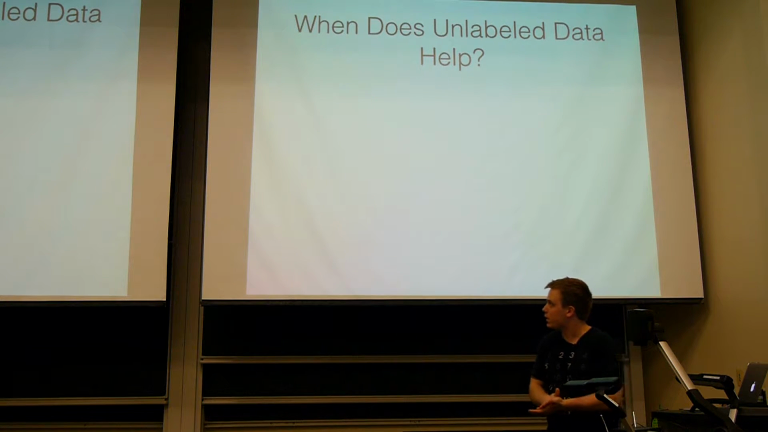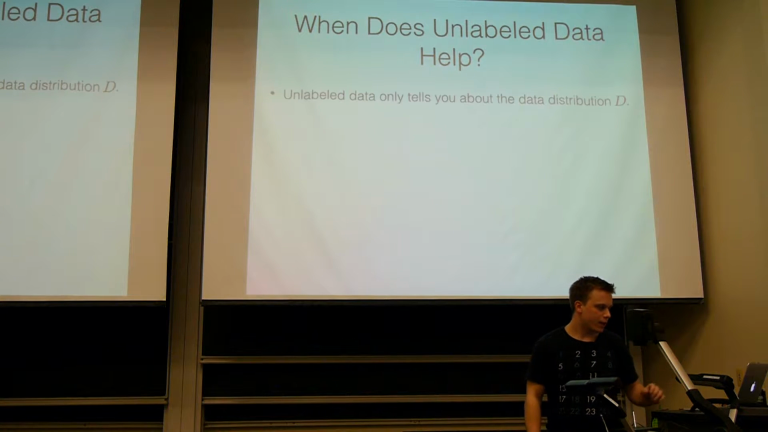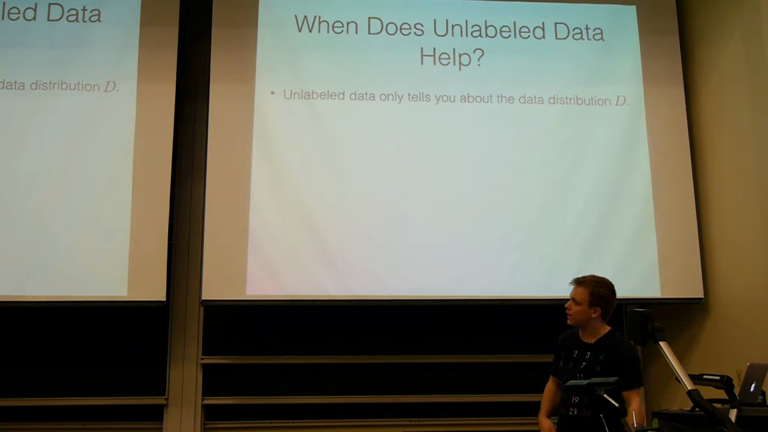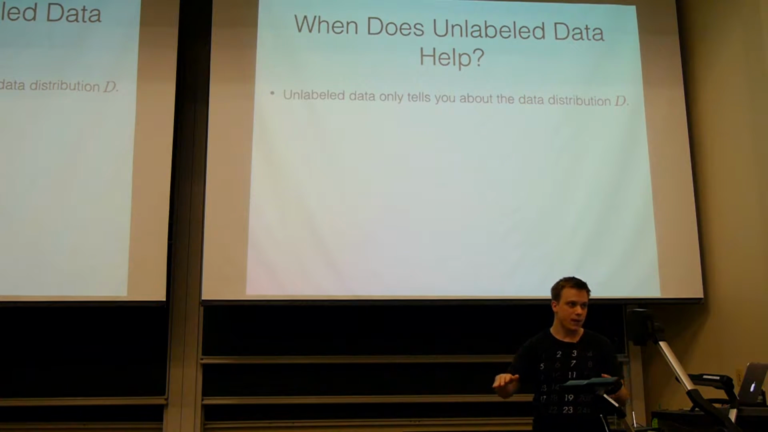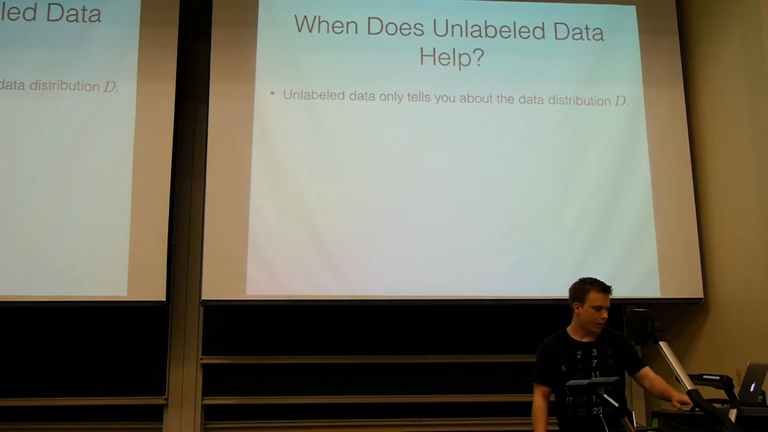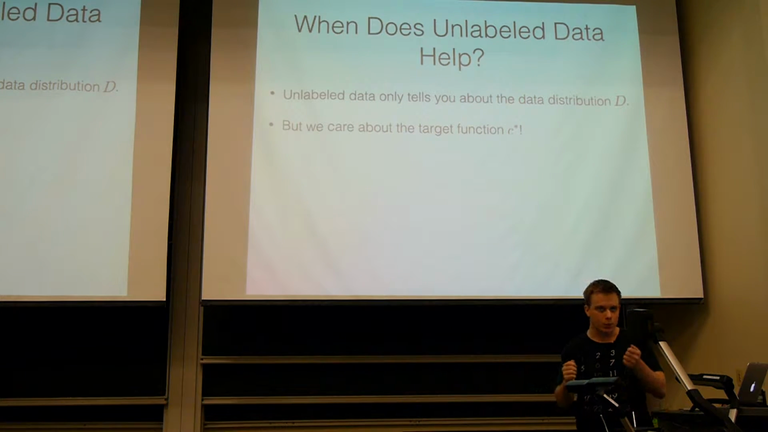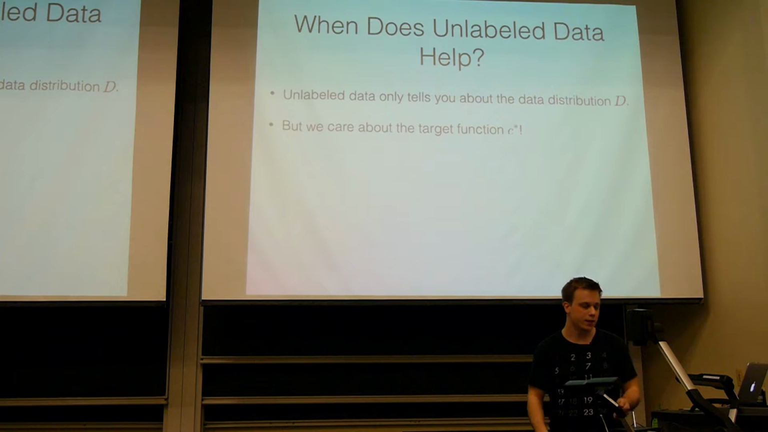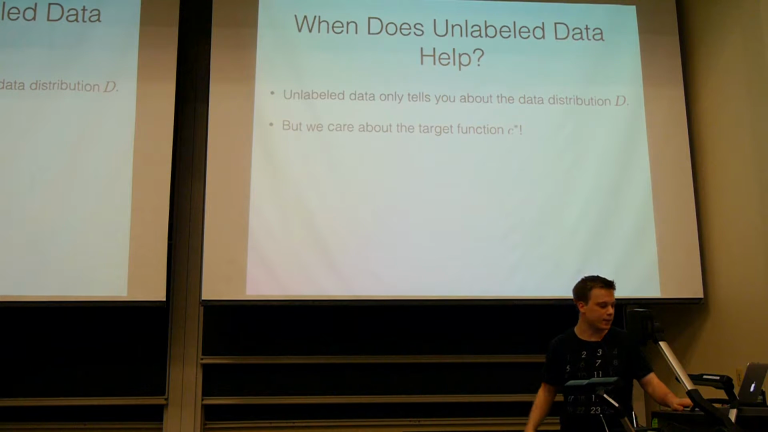The next thing that we talked about in class was when does unlabeled data actually help you? If you think about it, the unlabeled data only tells you something about the data distribution, right? If I see a lot of examples in one region of the space, that tells me there's high probability there. And if some other region of the space is empty, that means that the data distribution has no probability there. But that's a bit unsettling because we actually care about estimating the target function C, which is a relationship between inputs and their labels, right? So this is a discrepancy between what we have access to and what we'd like to estimate.